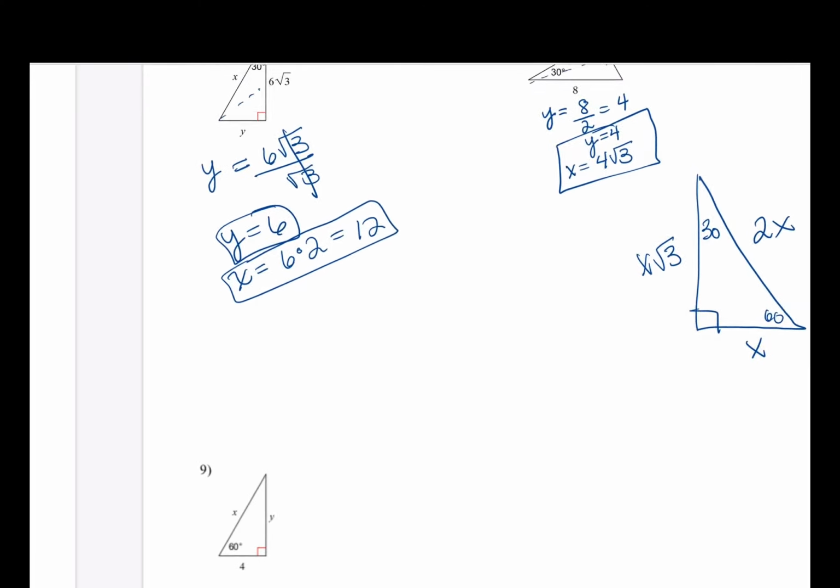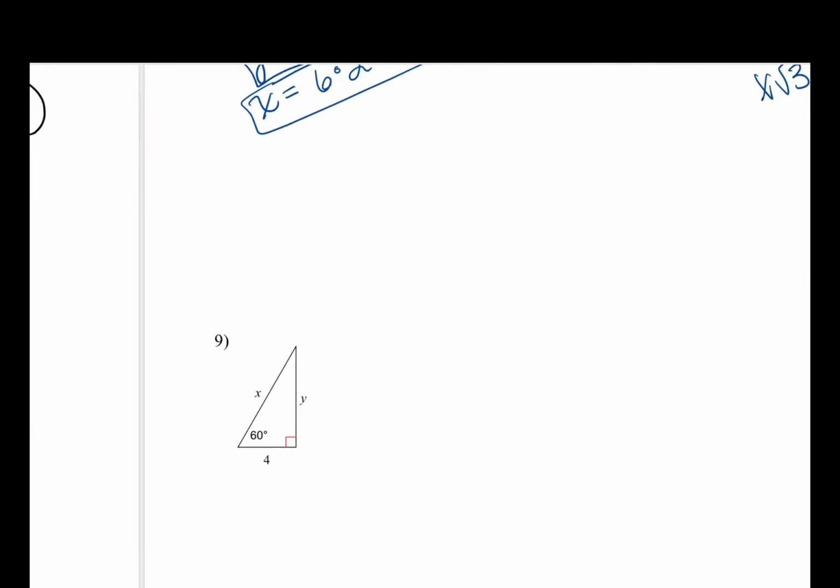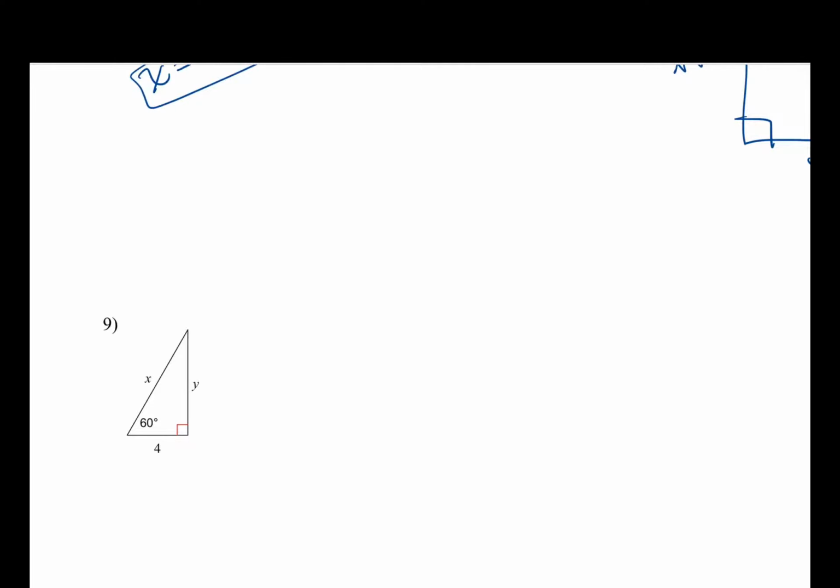All right, and last kind of problem, this is, I think, the easiest kind. You're given the short leg, the side across from the 30. To get the long leg, you just multiply the short leg by root 3. To get the hypotenuse, you just multiply the short leg by 2. All right, so that's it for 7-4. 7-4 dealt with 45-45-90 triangles and 30-60-90 triangles.